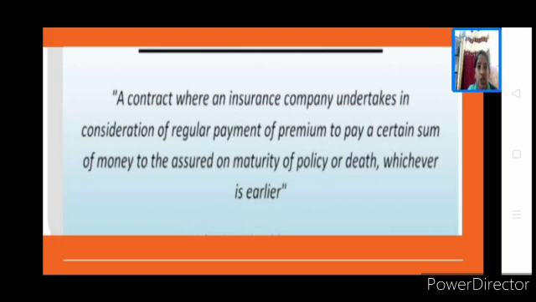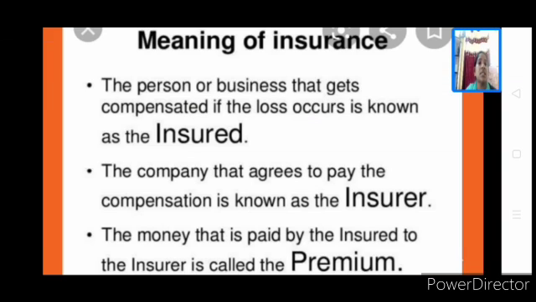In the case of general insurance, only if you suffer loss will the insurance company, that is the insurer, compensate the loss, and if not, nothing will be paid to you. So this is the difference you have to remember between life insurance and general insurance. Let us move towards some terms in insurance, like insured, insurer, premium and policy.